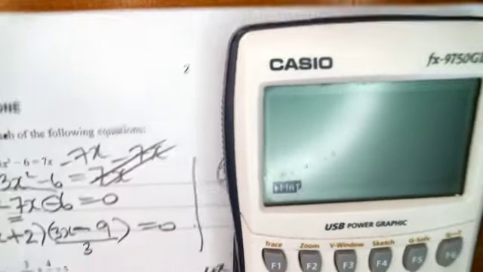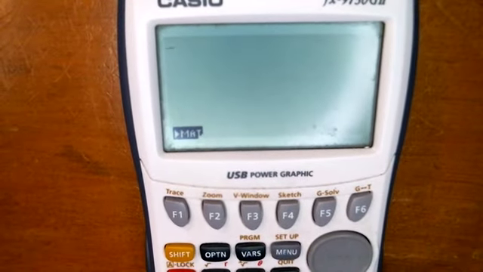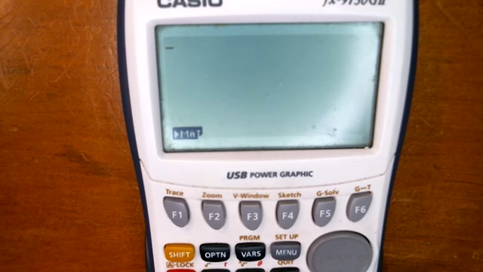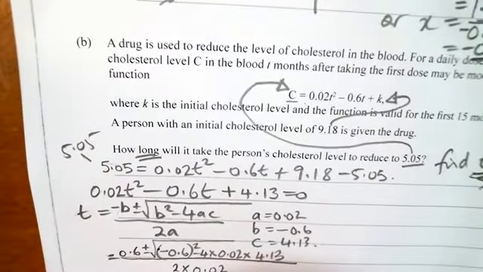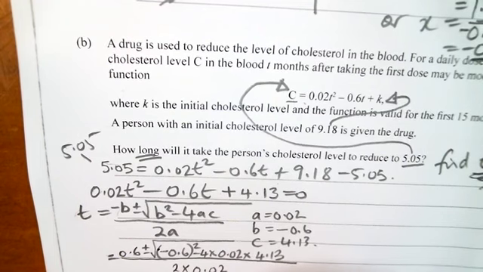So 4 times 0.02 times 4.13 is 0.3304. Did I get that right? I think I did. Okay, so that's fine.